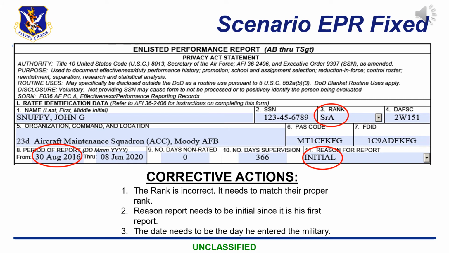After looking at the previous slide, we're able to find all the mistakes. They're pretty simple. So the rank was incorrect. It needs to match the proper rank. It had him as an A1C. The reason for report needs to be initial, since it is his initial report, and the date needs to be the day he actually entered the military.